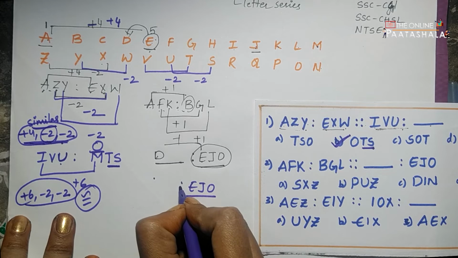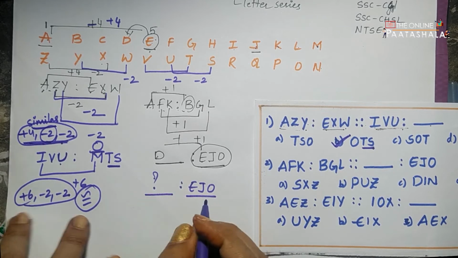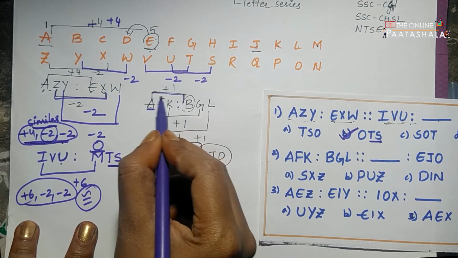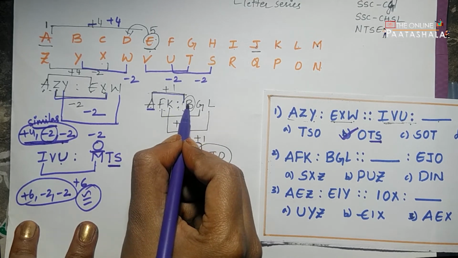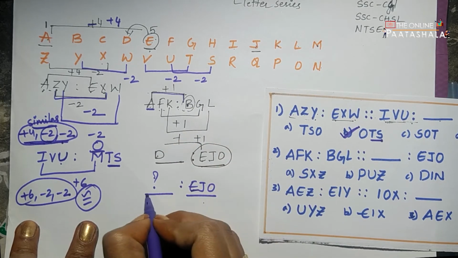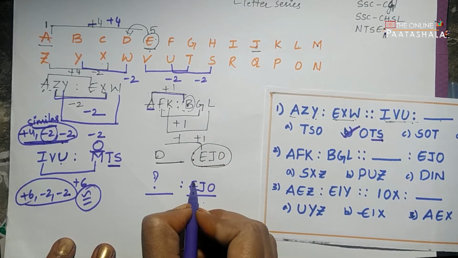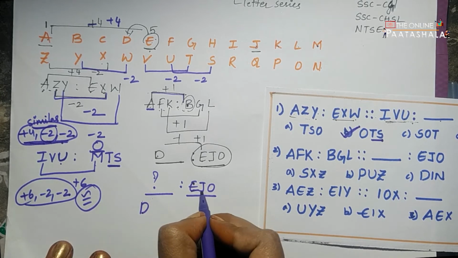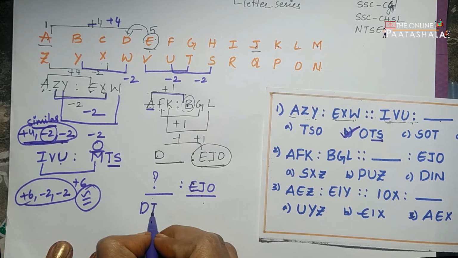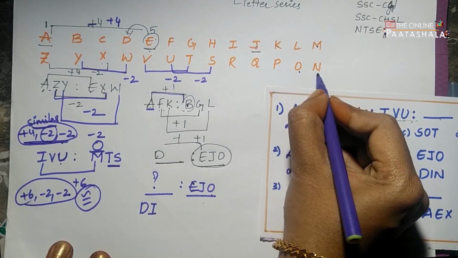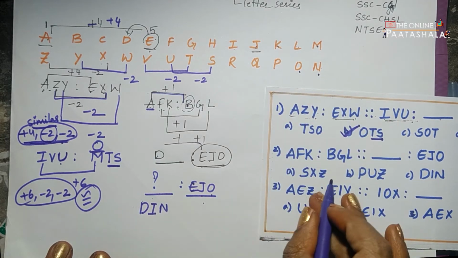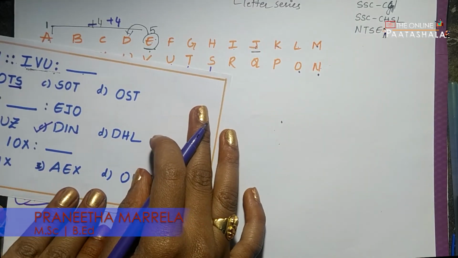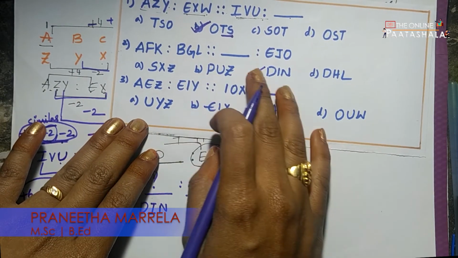EJO is given. Now you need to check what is the answer here. Here if you add plus 1 to A, the next letter of that letter will be the answer. But here only the answer is given. Now you need to find out the question. Here E is there. What will you get as the question? D, after D the next letter is E, right? You have got it. Now J, what is the before letter? I. Here O is there. What is the before letter? N. So what is the right answer? D-I-N.